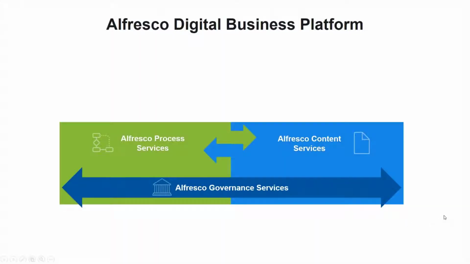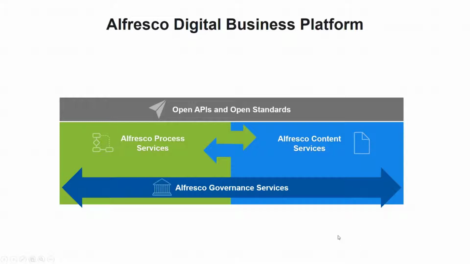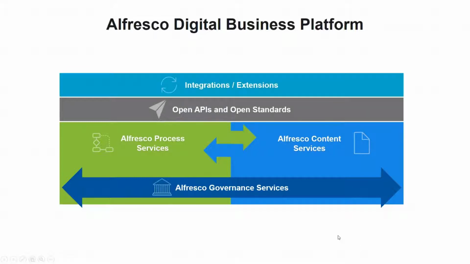So, a short overview regarding the business platform. The three main components are content services and process services as modules. You can start with the one or the other, but you can also take it as an integrated solution and business platform. The governance services are integrated and control your information and data in both areas, from a content perspective and also during the processes.